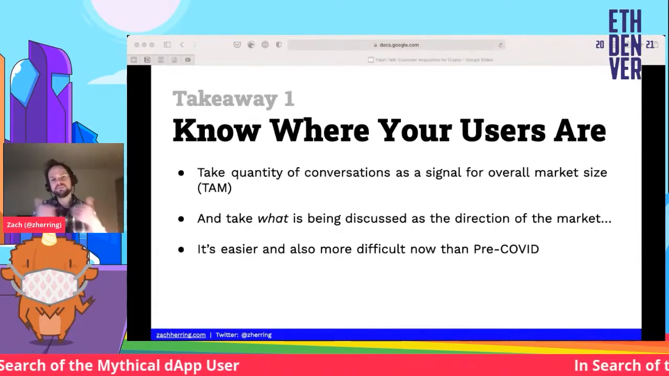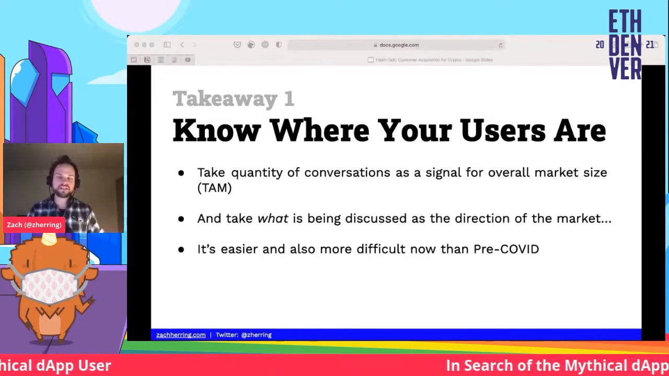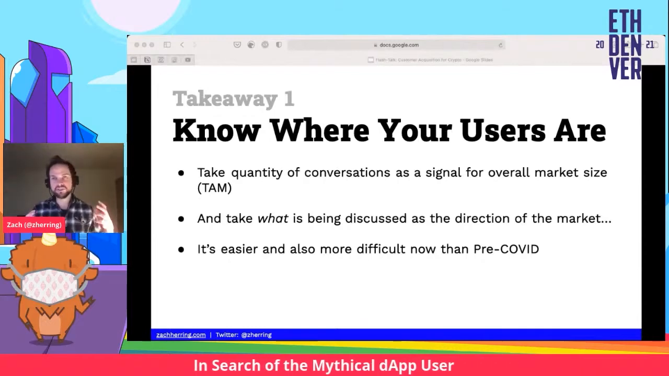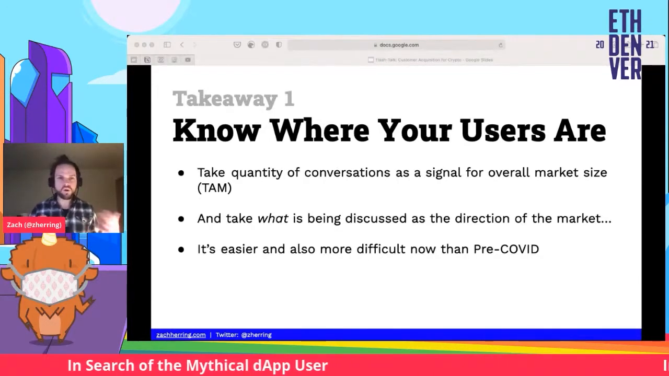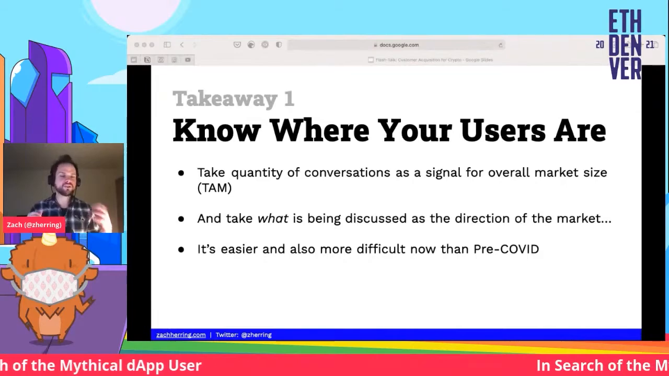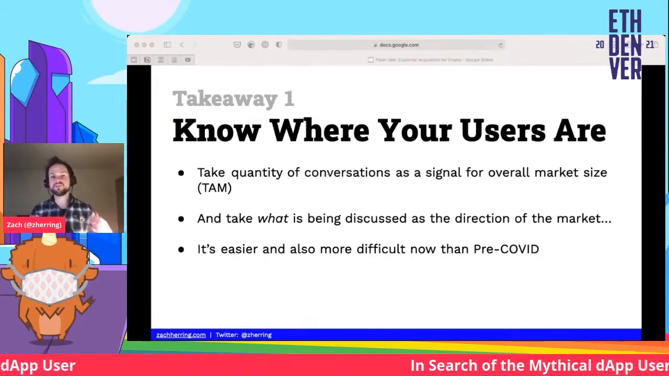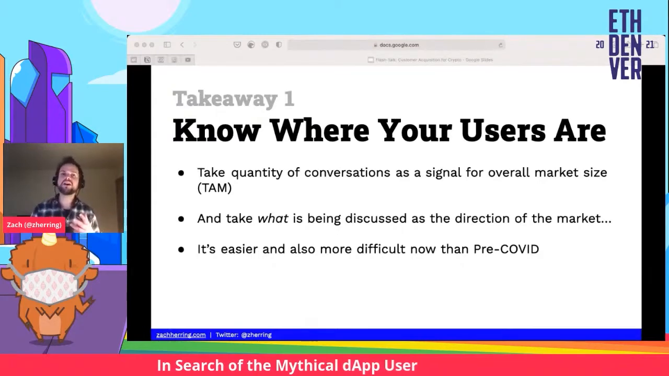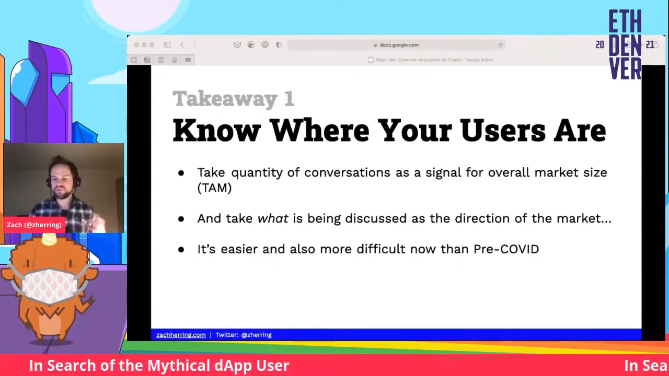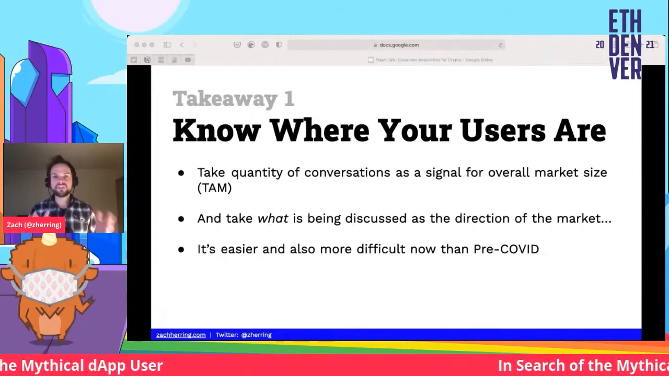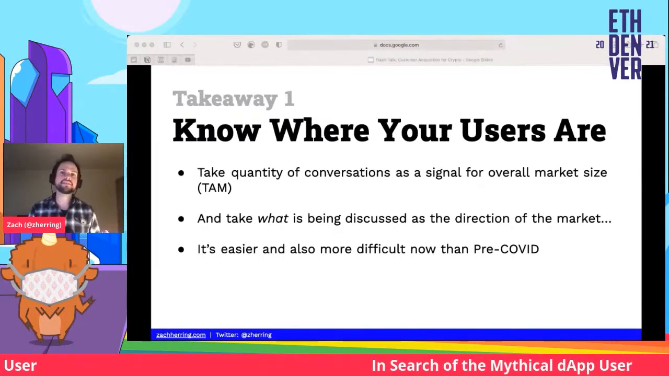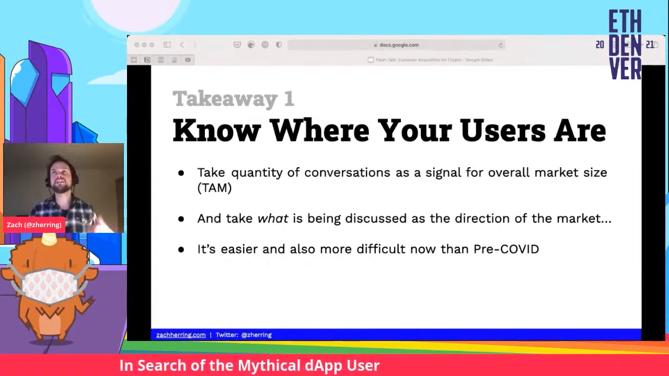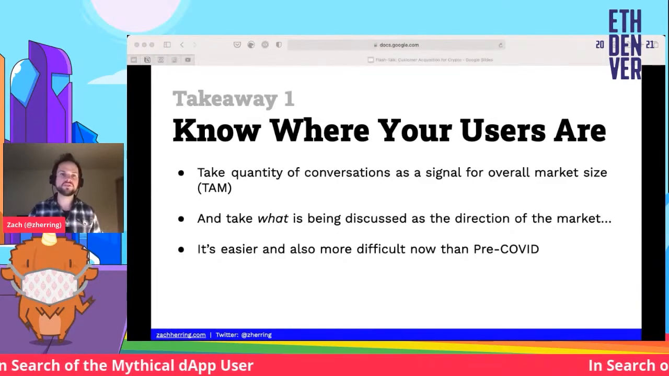You can take what is being discussed as the direction of the market. So if you find a place that has a ton of people that you would potentially want to have as users, and they're not talking about the things that you want to solve, or you can't find those conversations, that's a good way to think about it. Or let's say they're talking about the problem space that you're thinking about, but not in that direction. These are really interesting, important nuances that help you understand the product that you're building and how to frame it in such a way that it's going to deliver value for those users.